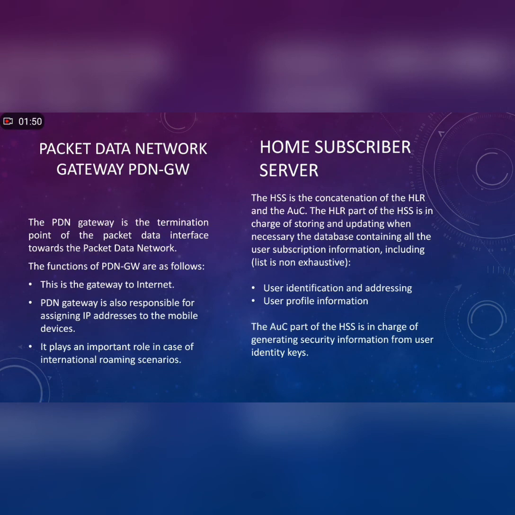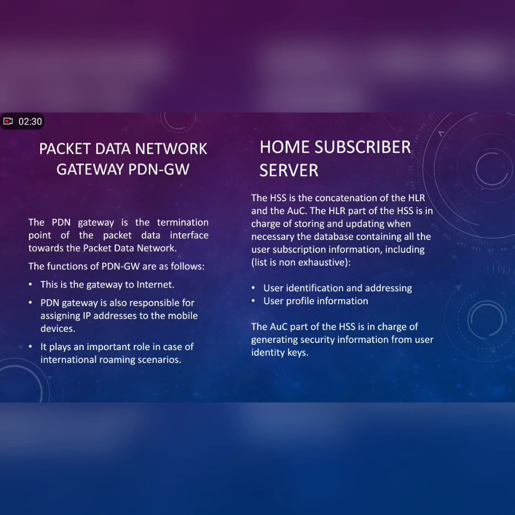The next one is the Packet Data Network Gateway, or PDN GW. The PDN gateway is the termination point of the packet data interface toward the packet data network. The functions of the PDN gateway are as follows. This is the gateway to the Internet. The PDN gateway is also responsible for assigning IP addresses to the mobile devices, and it plays an important role in the case of international roaming scenarios. Similarly to the serving gateway, the PDN gateway is the termination point of the packet data interface towards the packet data network.